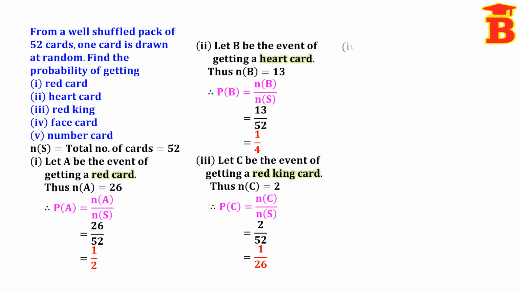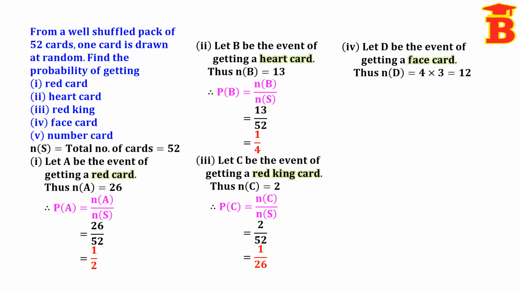Next, fourth question, face card. Let D be the event of getting a face card. Face card means jack, queen, king. These 3 cards are face cards and there are 4 symbols. In each symbol we have the J, Q, K. So 4 into 3, that is equal to 12. Now using the formula P of D equal to N of D by N of S, that is equal to 12 divided by 52. We can cancel by 4. So we get the answer 3 by 13.